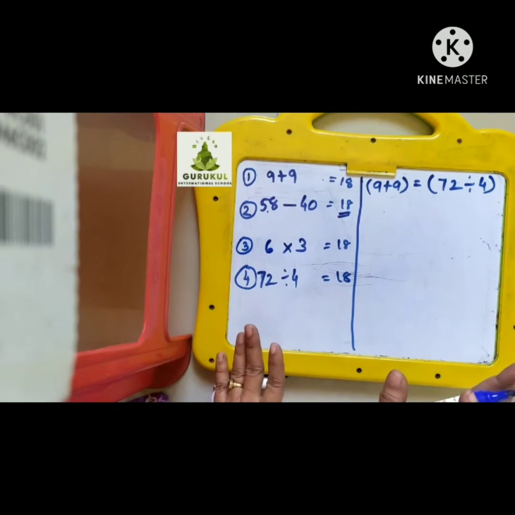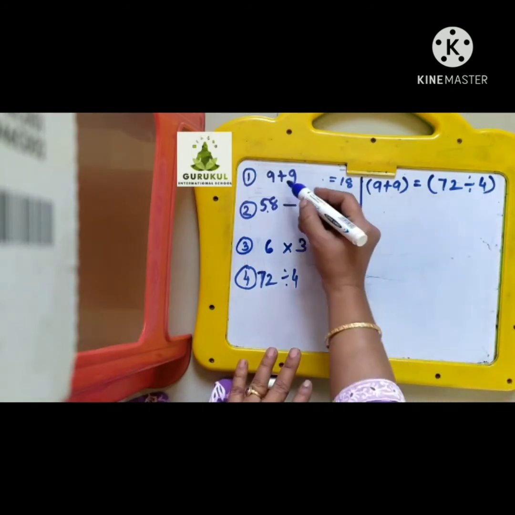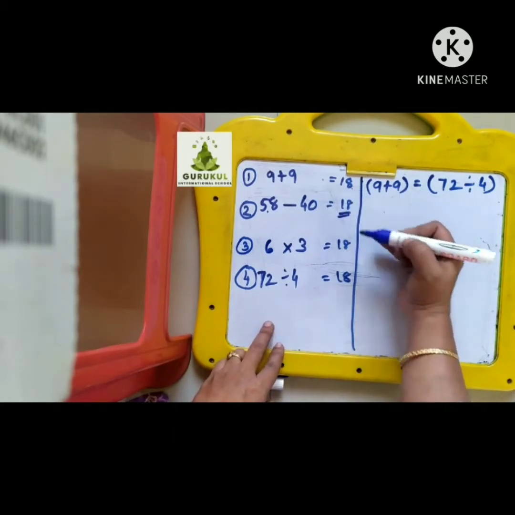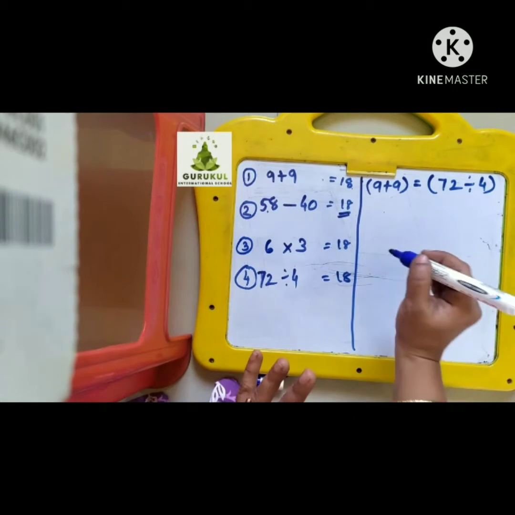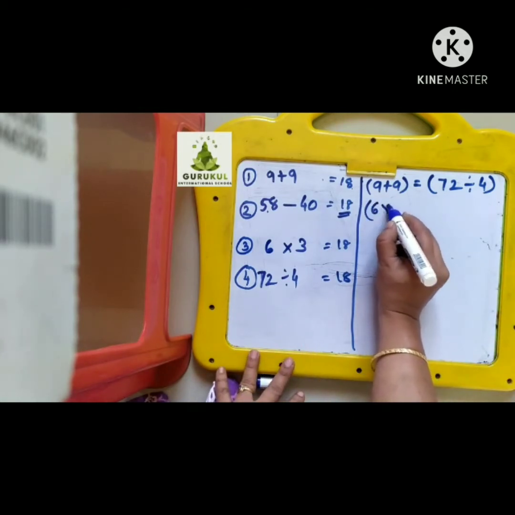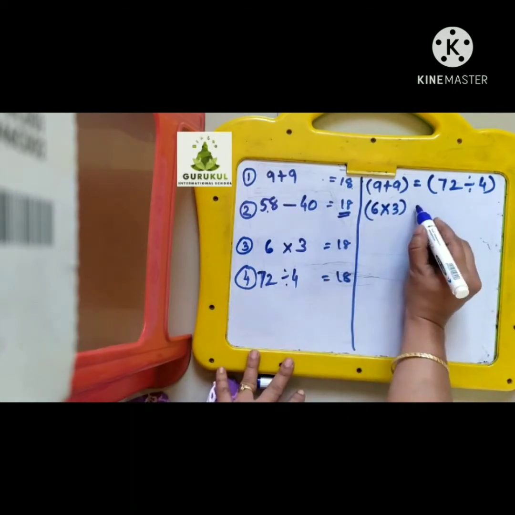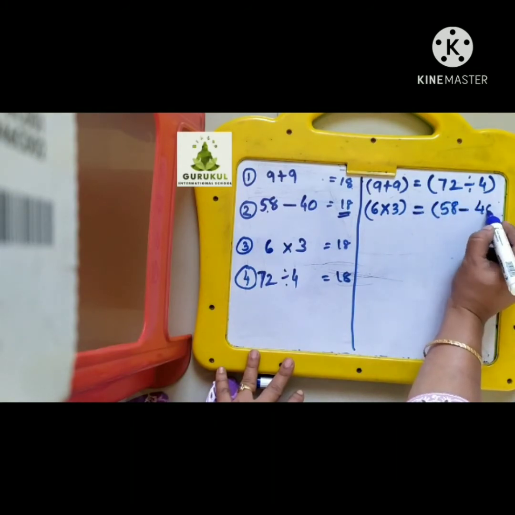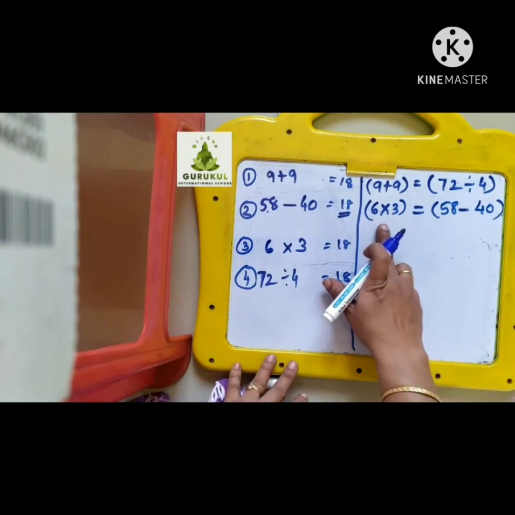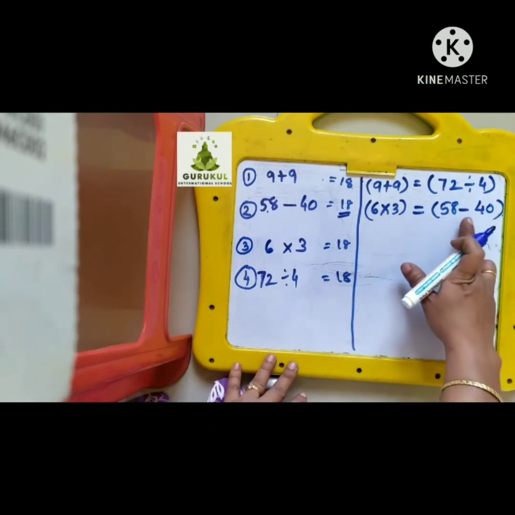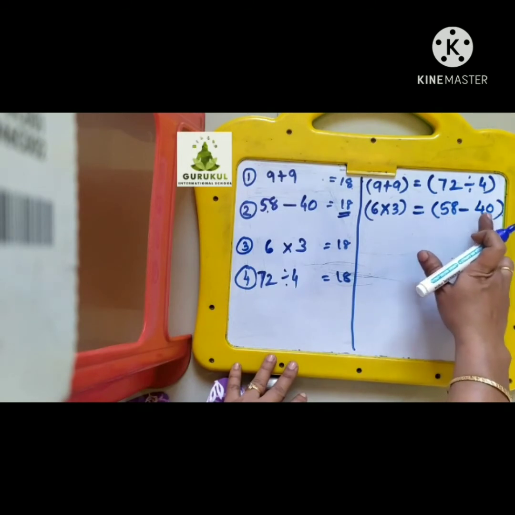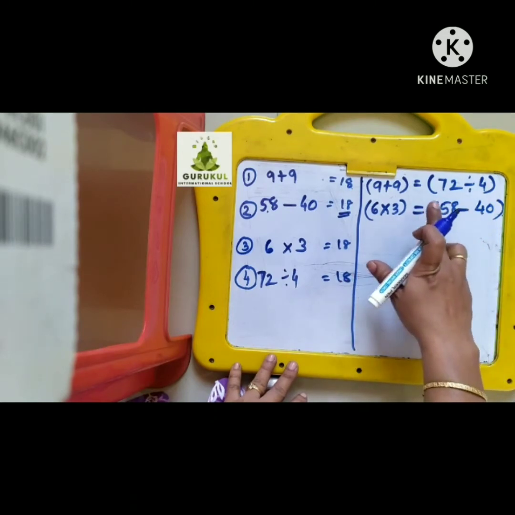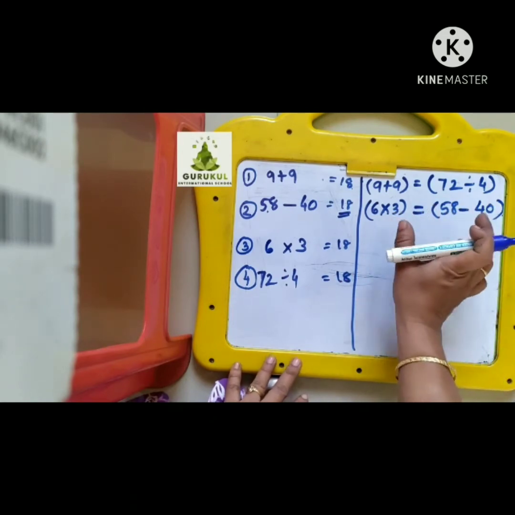We are not doing anything else, okay? So for my first equality, I gave 9 plus 9 and 72 divided by 4. They are equal only, na, because 9 plus 9 is also 18 and 72 divided by 4 is also 18. Then second, for example, I decide 6 into 3 expression, giving you the equality as 58 minus 40. Okay, see, expression 1, 6 3s are 18, and expression 2, 58 minus 40, the answer 18. So left side, right side, both the answers 18, so equal to sign. So this is the equality expression.